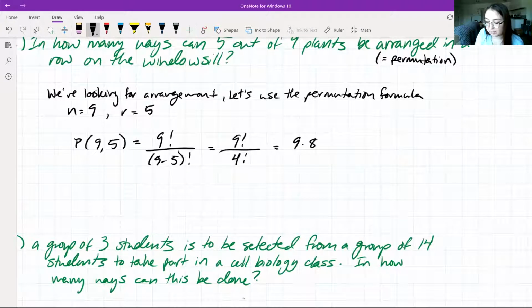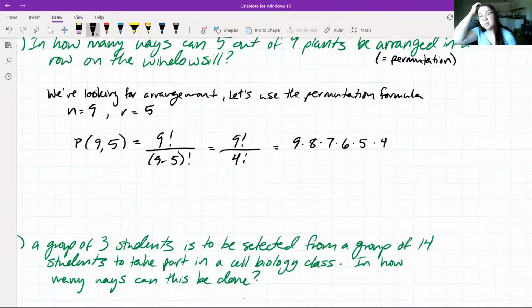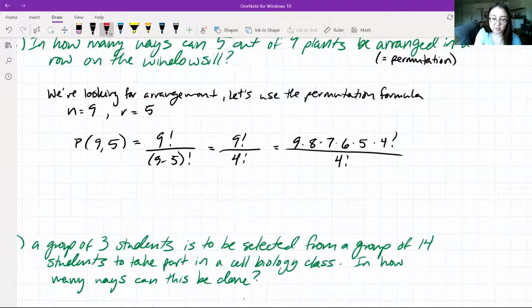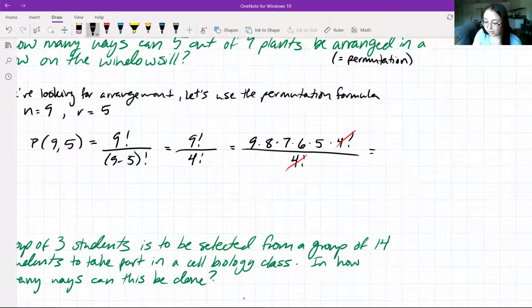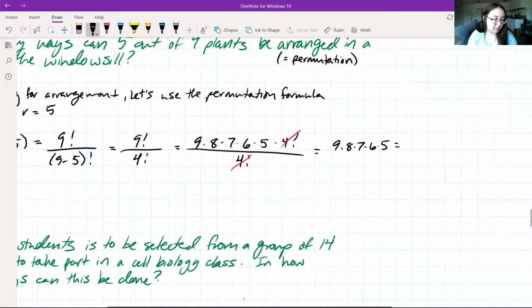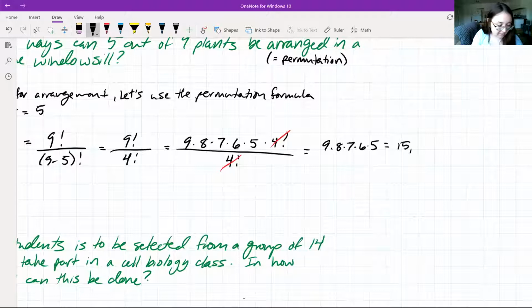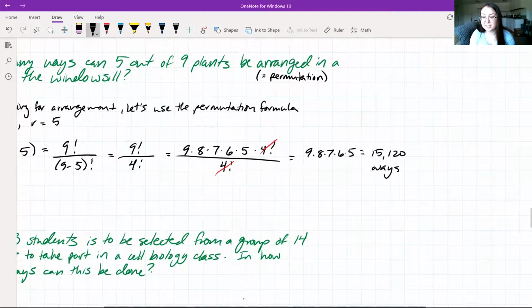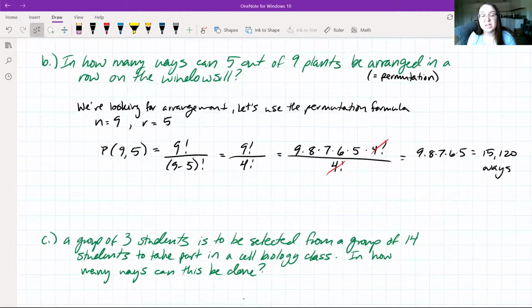We end up getting 9 times 8 times 7 times 6 times 5 times, and then we know we're going to have 4 times 3 times 2 times 1, which is 4 factorial. We're dividing by 4 factorial, so we can cancel these values. So all we're left with is 9 times 8 times 7 times 6 times 5, which when we multiply these out, it's going to be 15,120 different ways. 15,120 ways we can rearrange 5 out of 9 plants in a row on a windowsill.